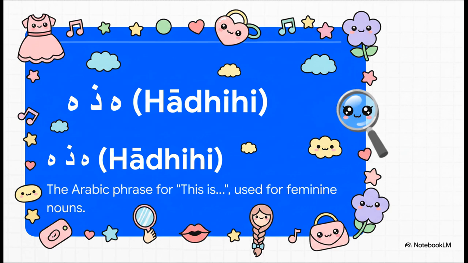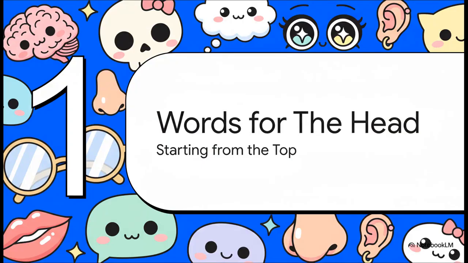And here is its counterpart, hadihi. Now, it also means this is, but you'll use this one for nouns that are grammatically feminine. Don't worry, it's actually way easier to tell them apart than you might think, and we'll see exactly how in just a second. So, with those two tools in our back pocket, let's start building our vocabulary. And it just makes sense to begin at the very top, with words for the head and face.